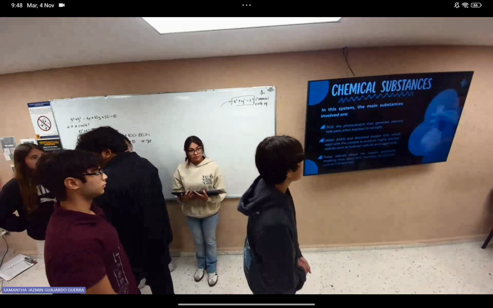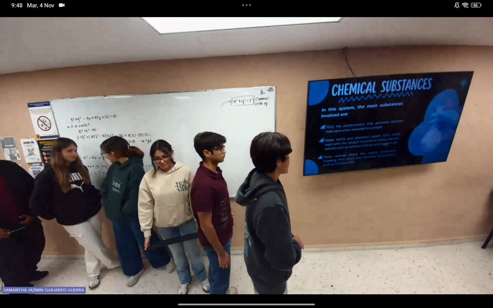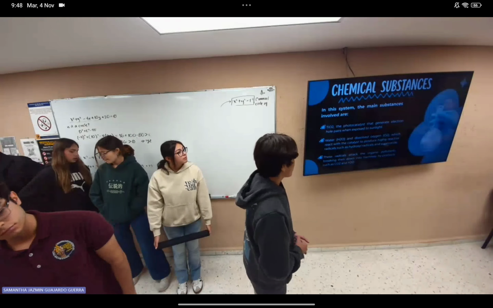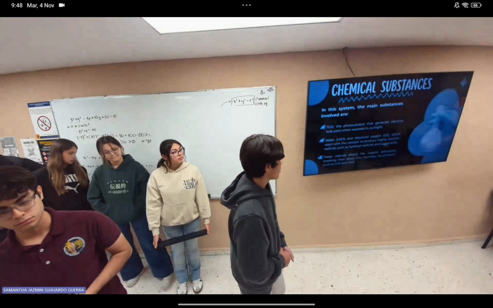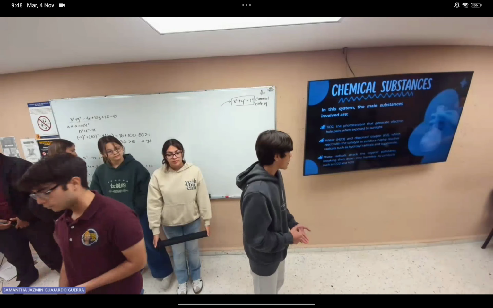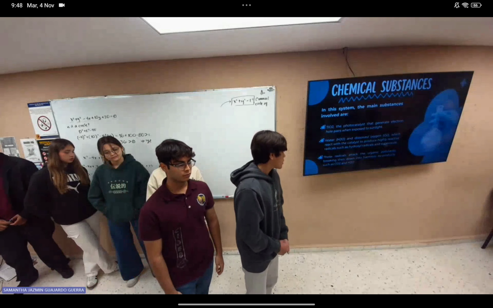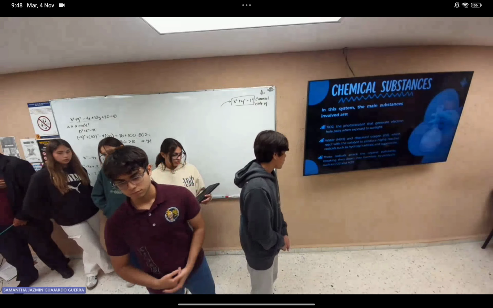Chemical substances. In this system, the main substances involved are titanium dioxide, the photocatalyst that generates electron-hole pairs when exposed to sunlight, water, and dissolved oxygen, which react with the catalyst to produce highly reactive radicals such as hydroxyl radicals and superoxide. These radicals attack the organic pollutants, breaking them down into harmless byproducts such as oxygen and water.